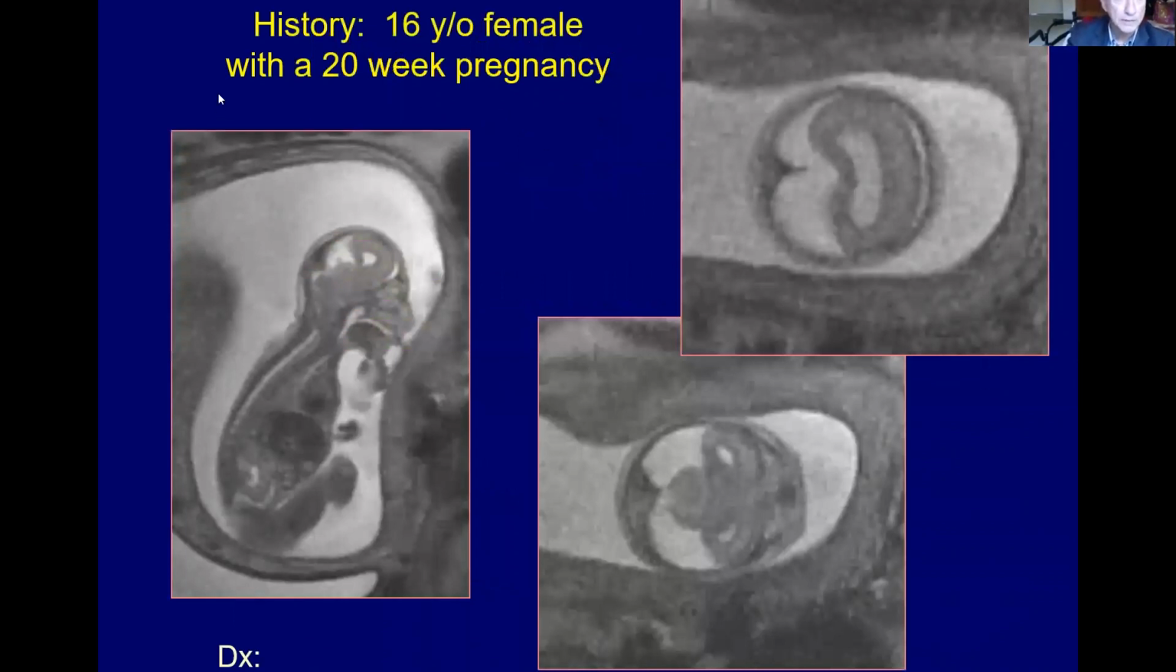This young girl was 20 weeks pregnant, and on the fetal MRI, on the sagittal view, you can see a dysmorphic brain. Doesn't look like the brain is developing normally. And the axial views show the typical monoventricle, a failure of midline cleavage, and fusion of the thalami in this patient with alobar holoprosencephaly.